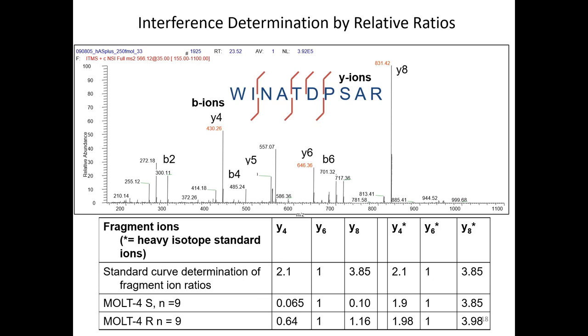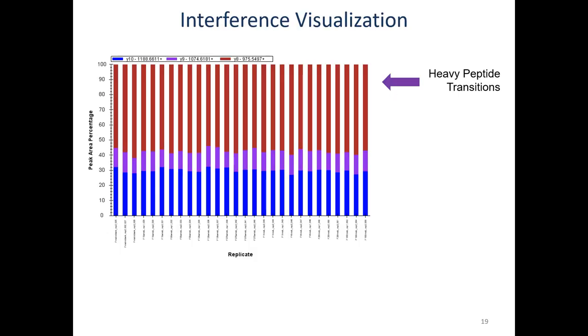Now, that's a lot of math. Skyline has this great way now visually that will do this for you. So if you're monitoring 3 product ions, this is the heavy peptide and the contribution of signal from each of the 3 transitions. And this is over a response curve. So the heavy is spiked in a fixed amount, and the light peptides are increasing as you go left to right. So this heavy peptide transition, this is what you should see.